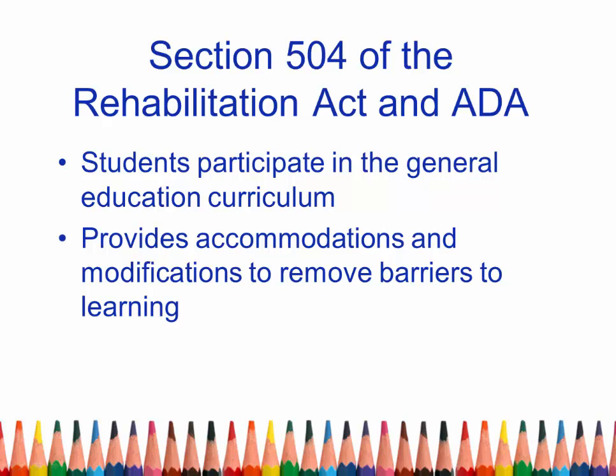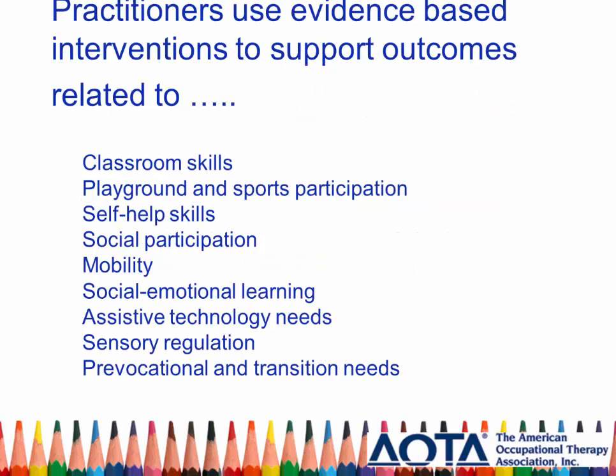The primary outcomes that the American Occupational Therapy Association has identified for practitioners in the schools are classroom skills, playground, sports participation, self-help. I'm not going to read the whole list. You can see them there. We're going to talk a little bit about each one of these. And it's also important to use evidence-based interventions to support the practice.